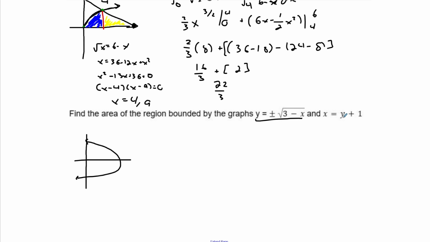And then what is x equals y plus 1? Well, that's just y equals x minus 1. So it looks something like this, right? And so let's find when they touch.